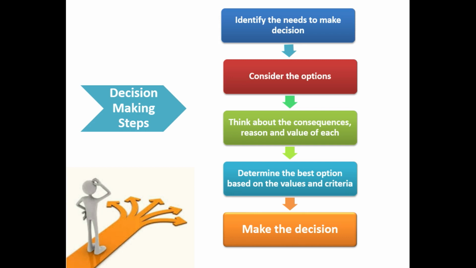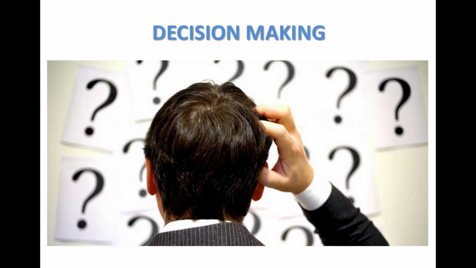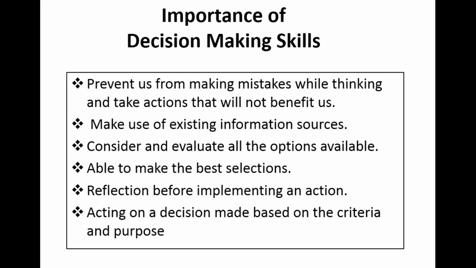So these are the 5 steps that every single human, especially you as a student, must take as what we call rules before you make some decision. Okay, we go to the next slide. It talks about the importance of decision making skills. This is why decision making skill is very important.